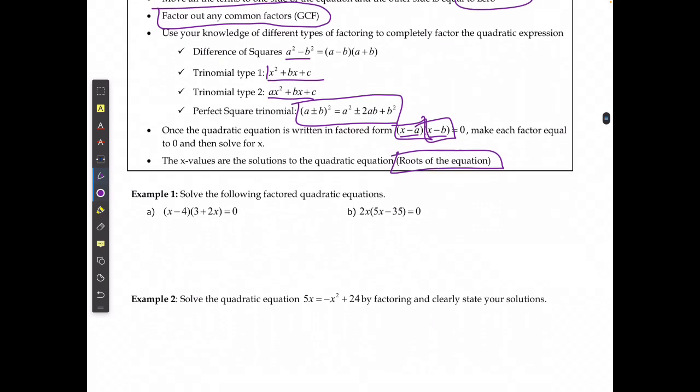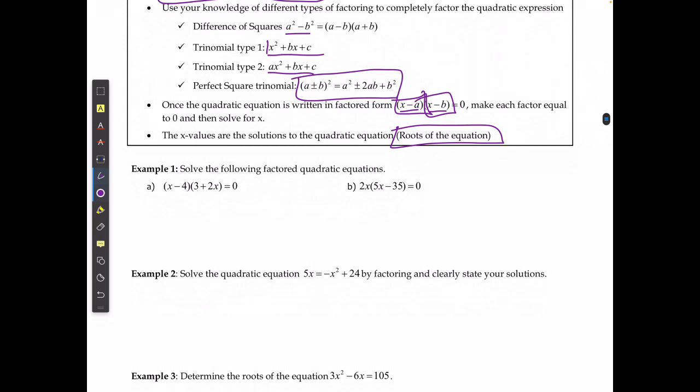So let's take a look at this. For a and b, they're already factored. So for a, I could have two possibilities. I could have the factor on the left, x minus 4, equal 0, and that would make this equation equal 0. Or I could have the factor on the right, 3 plus 2x, equal 0, which would also make my equation balance out to 0. In this case, x is going to equal 4 when I balance it out. In this case, 2x would equal negative 3, or x would equal negative 3 over 2.